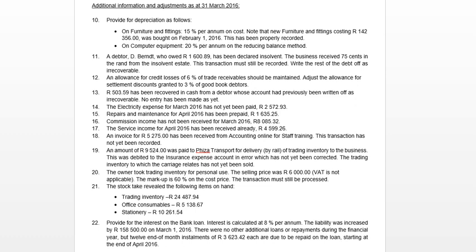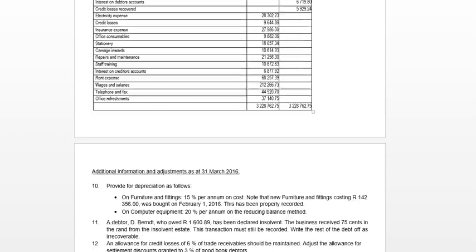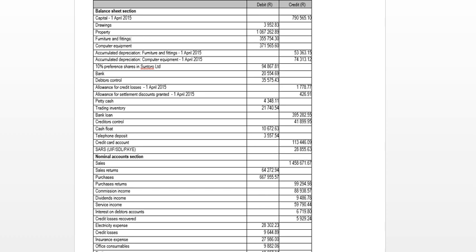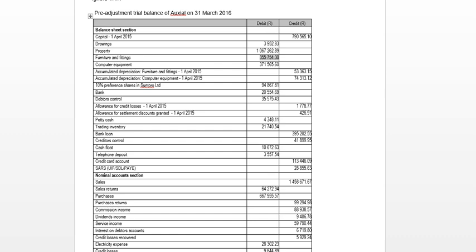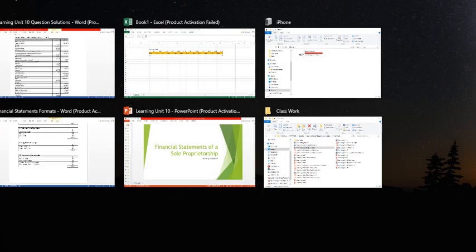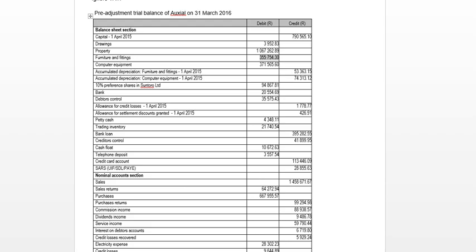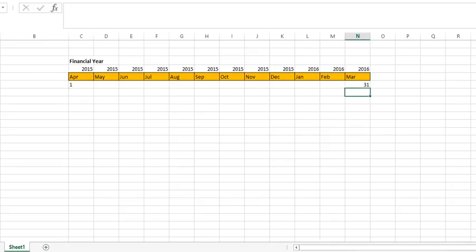So firstly, we want to provide for depreciation as follows. On furniture and fittings, 15% per annum on cost price. Note that the new furniture and fittings costing $142,356 was bought on the 1st of February 2016. This has been properly recorded. So what do we have? If we have a look here at our furniture and fittings balance, at the end of the year, our balance towards furniture and fittings was $355,754.50.